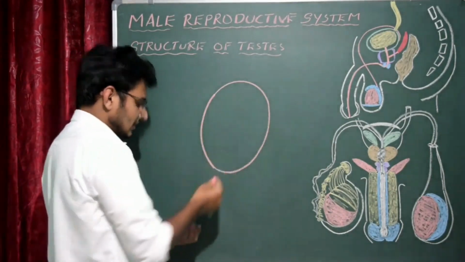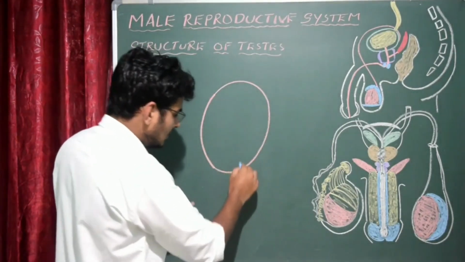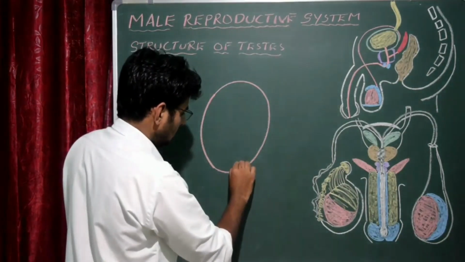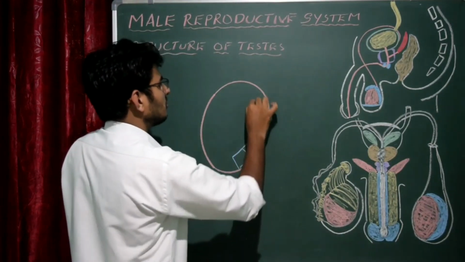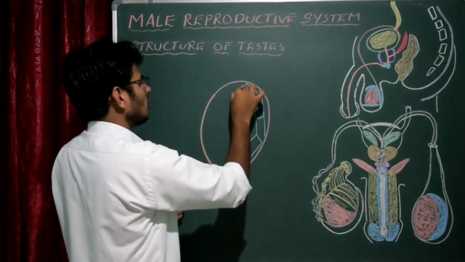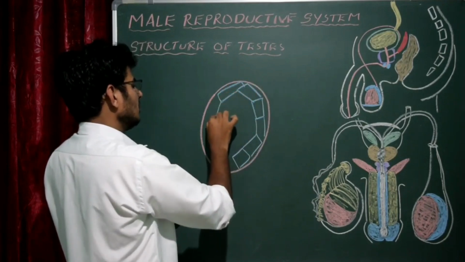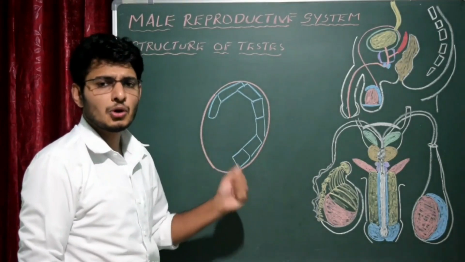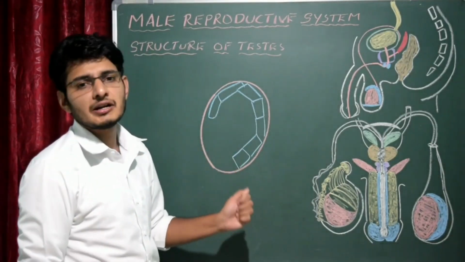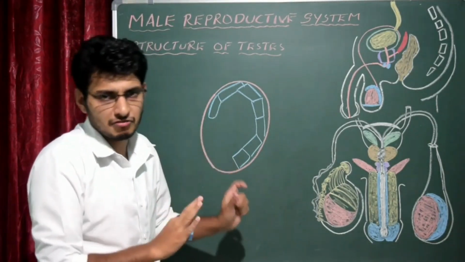So this is the testis, and now inside the testis what you see is a lot of compartments. I am using blue color here. Compartments in the sense like boxes. Many compartments will be there. Normally in each testis, if I talk about one testis, there will be about 250 to 300 compartments. Let us take 250 compartments.